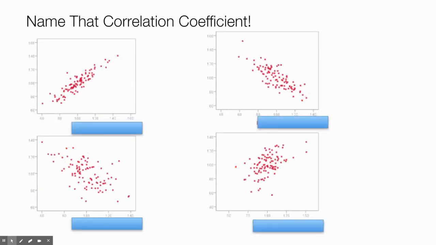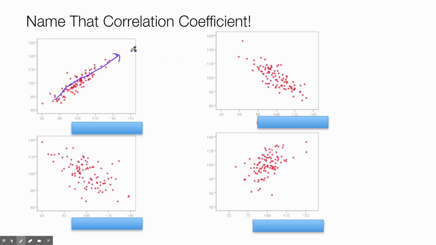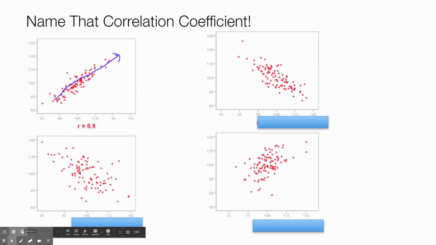So I like this game. Name that correlation coefficient. Let's take a look at the first one. This is obviously trending upwards as x is increasing, or the explanatory variable is increasing. The y variable is also increasing, and it seems pretty strong. I would say that this has a correlation coefficient 0.9 perhaps, or maybe higher, maybe lower, but probably around there. Let's see what it is. Yep, +0.9. Whereas this one right here is negative, so this will definitely be a negative correlation coefficient. Let's see what this has to say, -0.8.